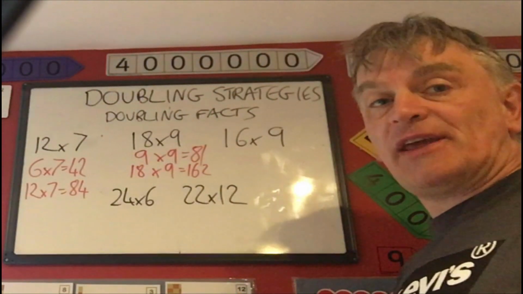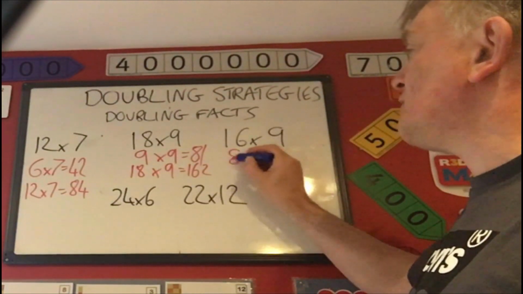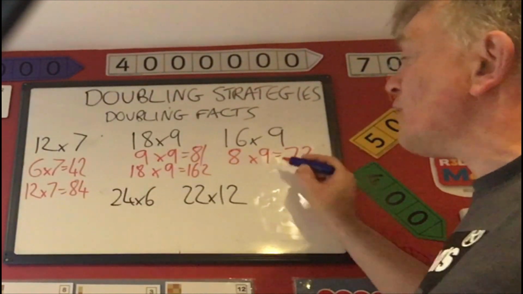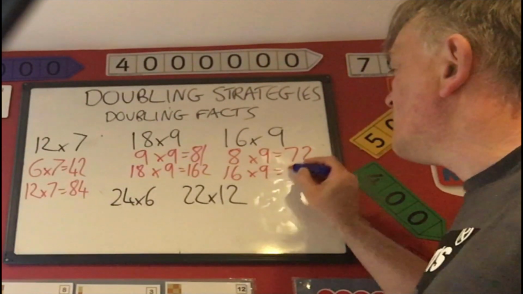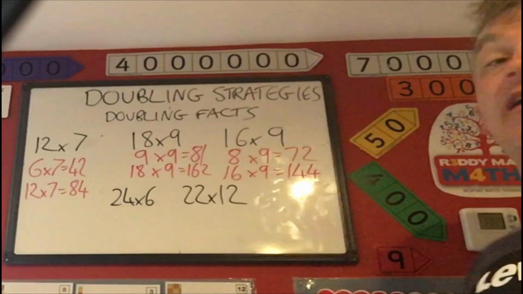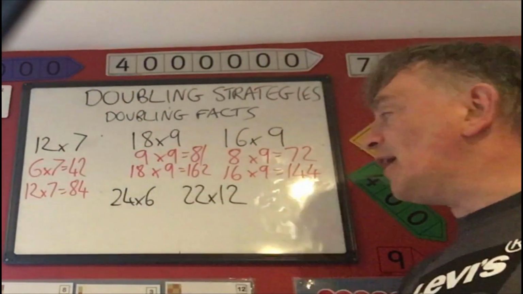Similarly, same idea. If 16 times 9, well, we don't know that. What we do know is, obviously, 8 is half of 16. So 8 times 9 is 72. Therefore, 16 multiplied by 9 must be 144. Again, that's quicker than rounding and adjusting, and it's also quicker than partitioning. Just use the fact we know and double it.